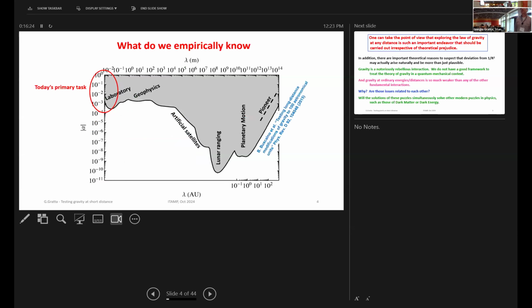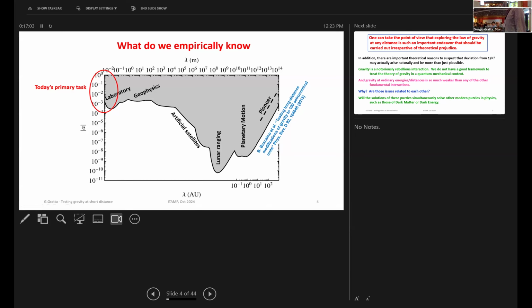And I really like this plot, which is modified multiple times from some paper of Eric Adelberger and Ann Nelson et al. It's got lambda on one axis and alpha, the strength of the interaction or the absolute value of it, on the vertical scale. And so at different distance scales, it tells you how much we know, that is, down to what level alpha is less than whatever this black line signals.